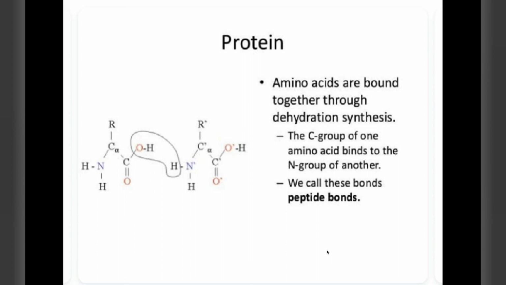Amino acids are bound together through dehydration synthesis. And the carboxyl group of one amino acid, that you can see on the left hand side, binds to the nitrogen group of another amino acid that is shown in the second figure. So this linkage or these bonds are called peptide bonds or peptide linkage.